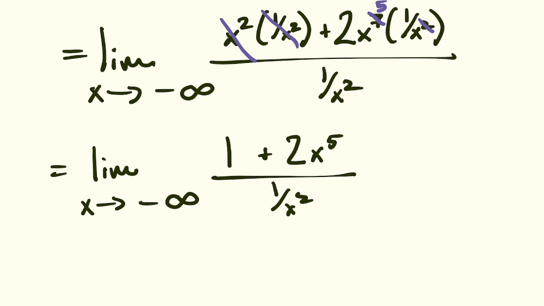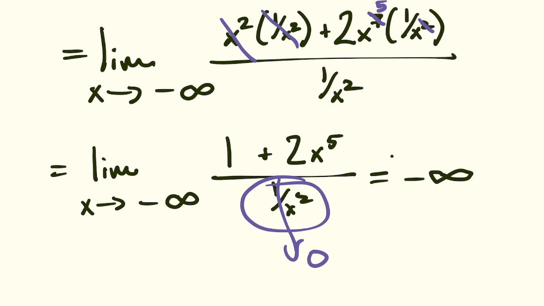Now, here's the nice thing about this. As x goes to negative infinity, the bottom goes to 0 because we have that x squared in the denominator. As that number gets bigger, 1 over a really huge number goes to 0, which tells us, because our numerator has an x to the 5th, our entire limit is going to go to negative infinity. Mainly it's going to do that because of this term right here.